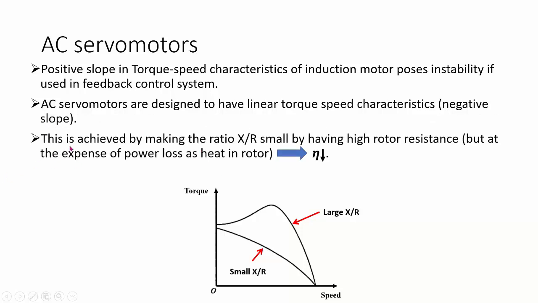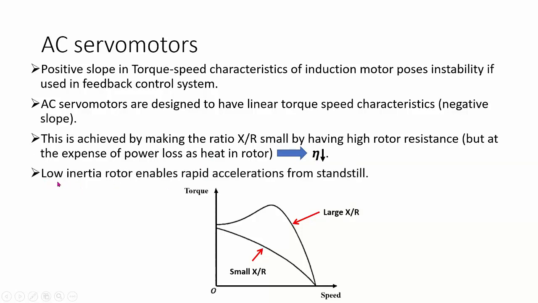This is achieved by making the ratio X by R small, by having high rotor resistance. So you make this small by having R large. But there is a drawback with the AC servo motor, which is not associated with the induction motor: you're going to lose power, at the expense of power loss as heat in the rotor. If you increase the rotor resistance, this eventually leads to power loss at the rotor because of the high resistance, and thus the efficiency of this motor drops.